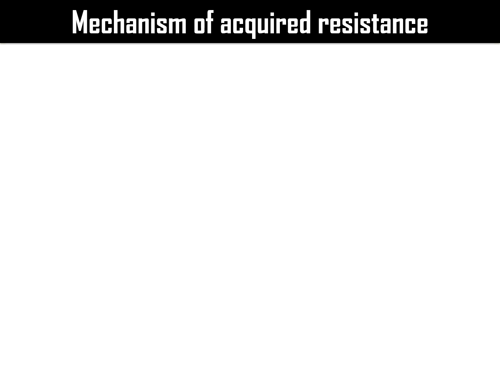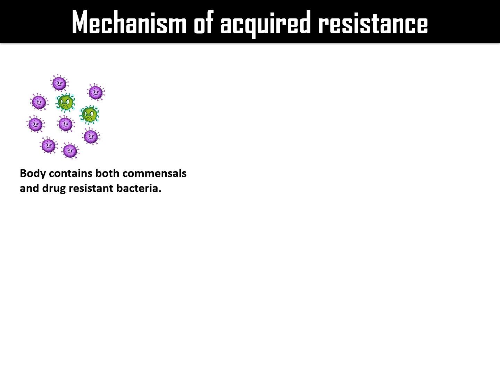Now, what is the mechanism of acquired resistance? We all know that our body harbors two types of organism. One is the commensal and another one is the drug resistant bacteria. And in a normal situation, a perfect balance is maintained between these two categories of organisms. Now, once an antibiotic is administered in our body, what happens? This balance shifts.